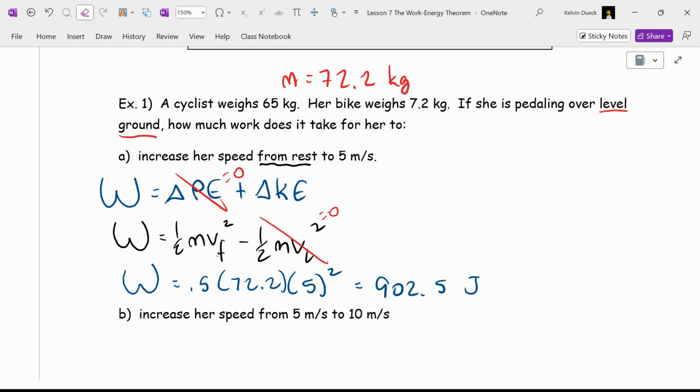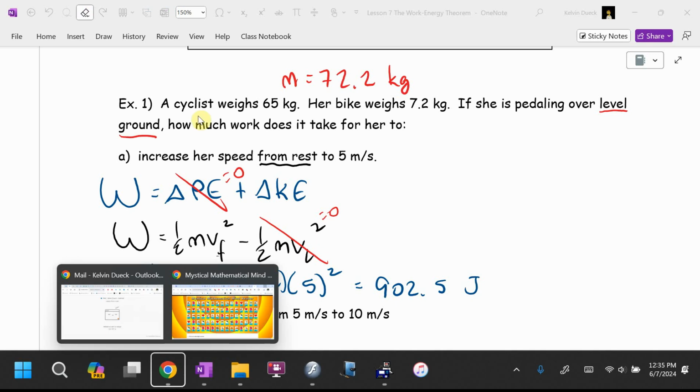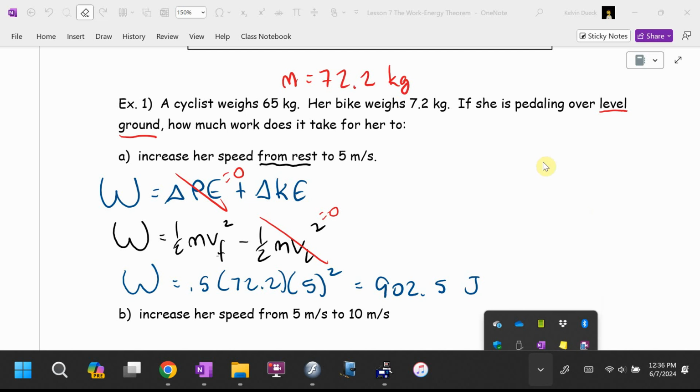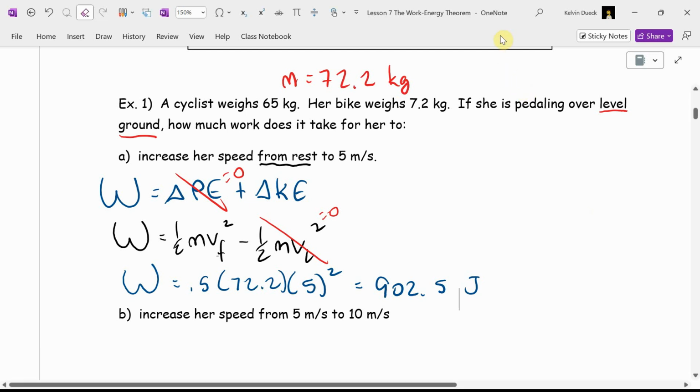You're burning. Now, the unit for food energy isn't joules. What's the unit for food energy? Calories. Got someone coming in. Let's see. Pause. This person has lost 902.5 joules of food energy going into kinetic.